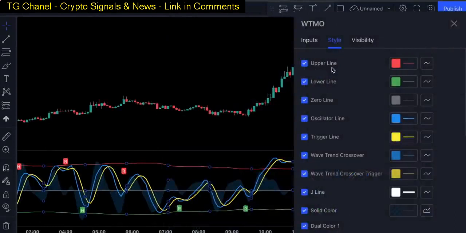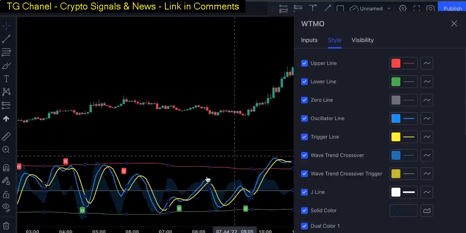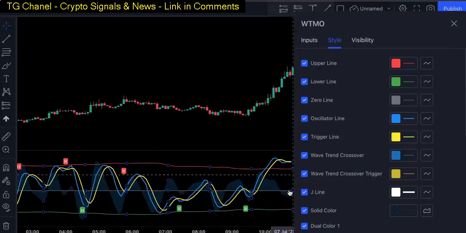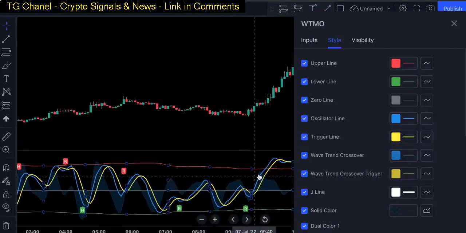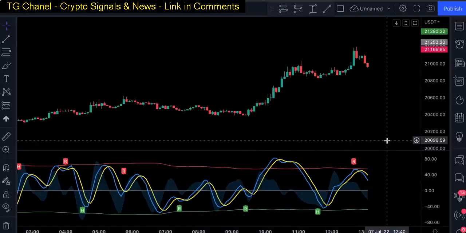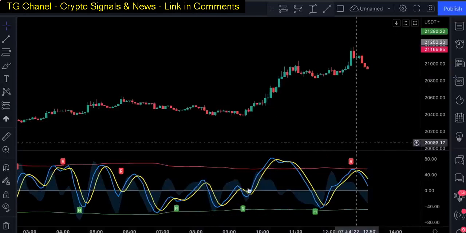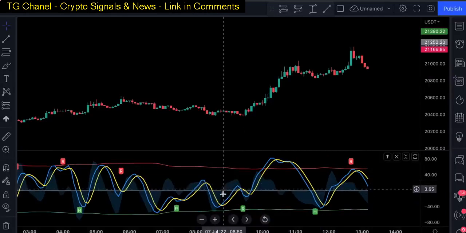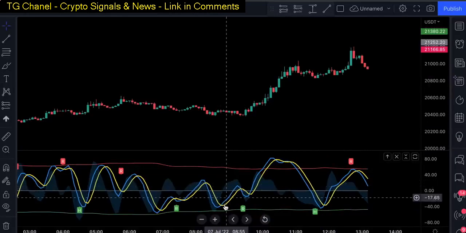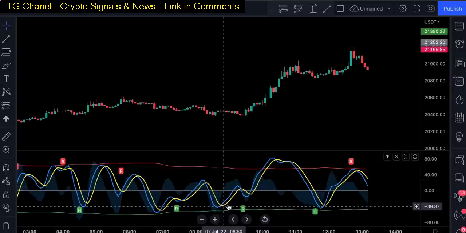First we have upper and lower lines, which are these ones right here. Then we have a zero level, an oscillator line, which is this blue line, then this trigger line, which is colored yellow, and the wave trend crossover. This tool can be used as a zero line or two line cross indicator. For a long signal you can either wait for the wave trend crossover to cross above 0, or for this blue oscillator line to cross above the yellow trigger line.